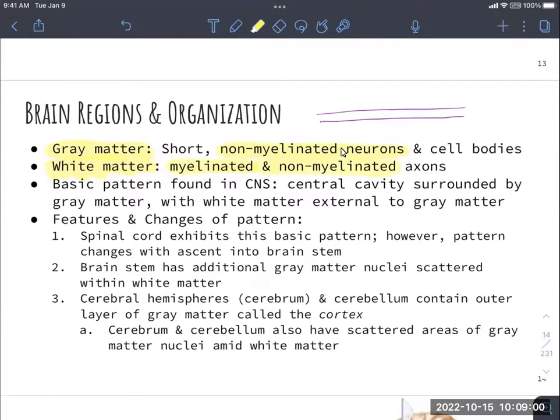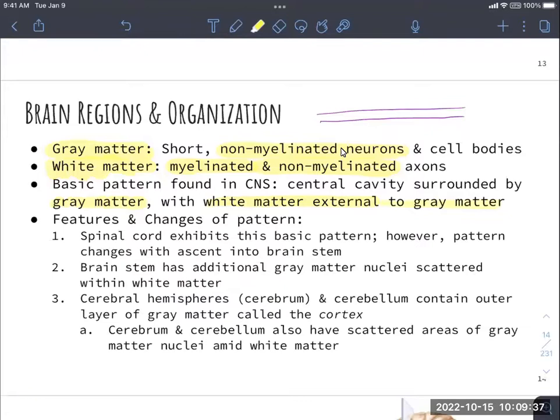So our brain has kind of a pattern of white matter and gray matter. That central cavity, so it's central, it's in the middle. It's surrounded by gray matter. White matter is external to that gray matter. As I said, the spinal cord also has that white and gray matter to it, except the pattern changes a little bit.